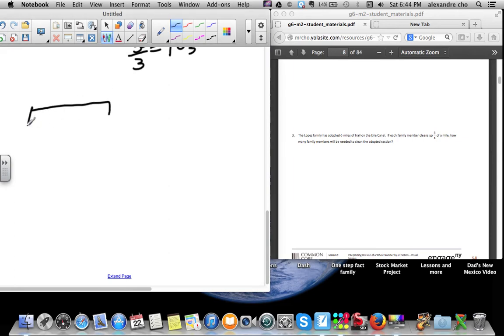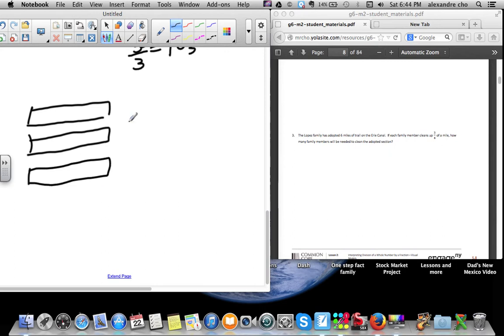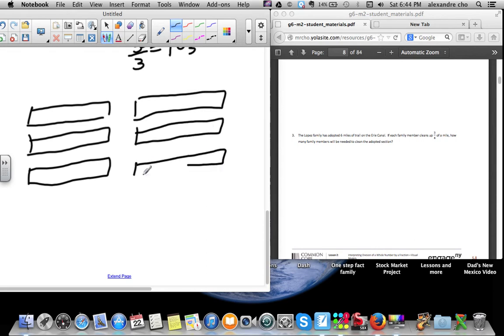Pretend that's a mile. Let's pretend that's another mile. 2 miles. 3. Okay, and then we have 4 miles. Okay, 5 miles. 6 miles. So, we're going to represent this, and each one is cut into fourths. Each mile is cut into quarter miles.